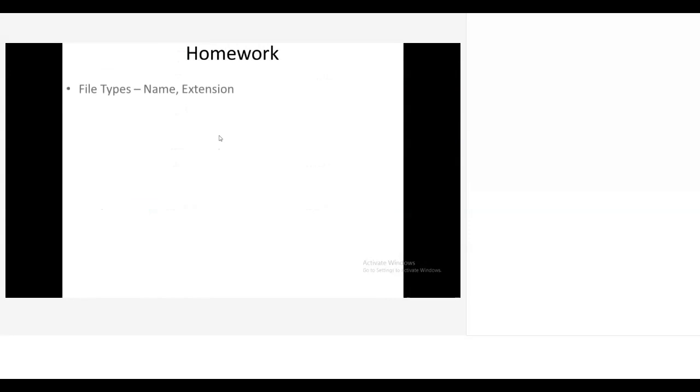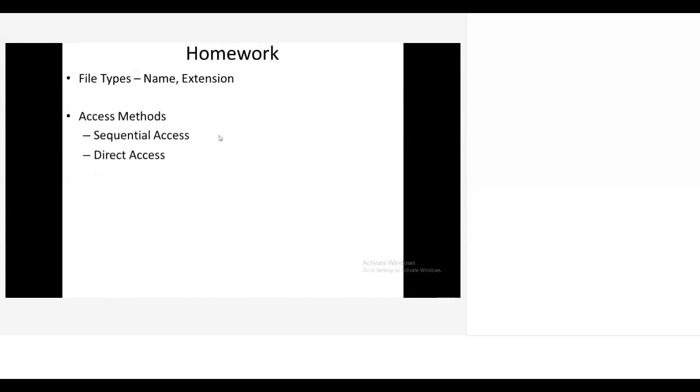And here is a homework for you. You have to list out all the different types of files with extensions, like exe file, notepad file, txt file, ppt file, something like that. Okay. And next is access method. You have to read from the book about sequential access and direct access. Did you get the concept?